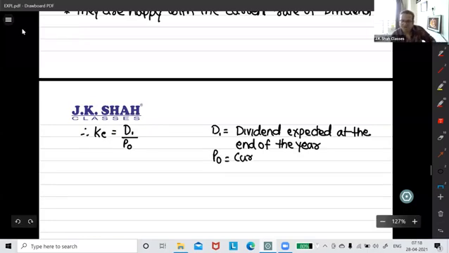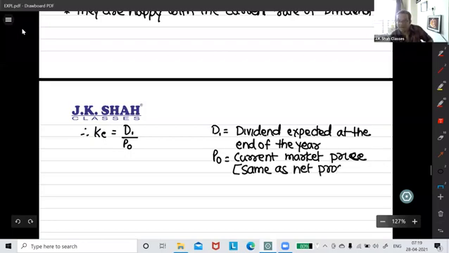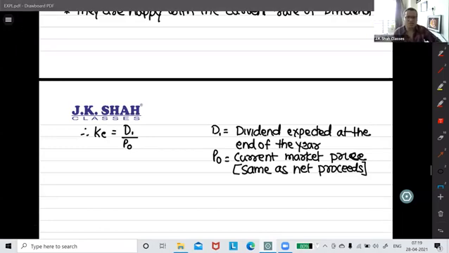P0 is the current market price. Okay. See, what am I going to write after this? Same as net proceeds. Guys, I'm not repeating net proceeds every now and then. I hope you understand net proceeds. We have discussed net proceeds earlier. Tell me what is that?